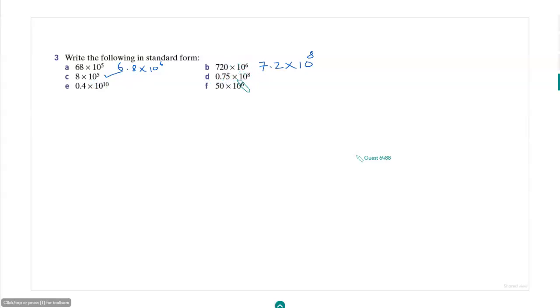Then, 0.75 times 10 to the power 8. 7.5 times 10 to the power 7, right? Yes, very good. Then, this one, E. 4 times 10 to the power 9. Very good. Then, F. 0.5, no. 5 times 10 to the power 7. Good.